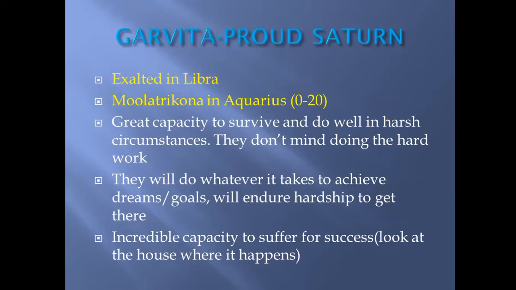Now, proud Saturn, Garvita Saturn, and this happens when Saturn's exalted in Libra, or when it's in its Mula Trikona sign in Aquarius, 0 to 20 degrees. So Saturn in this case is going to have great capacity to survive and do well in harsh circumstances, and they will not mind doing the hard work, which is the quality of Saturn, doing the hard work. They will do whatever it takes to achieve dreams or goals, and they will endure hardship to get there. They have great capacity to suffer for success. And we'll look at the house where this Garvita Avashta happens in order to see that.